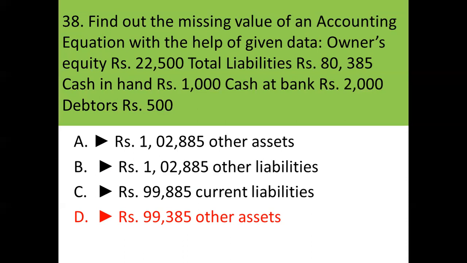So the total asset will be 102,885, and it will be equal to capital of 22,500 plus liability of 80,385.